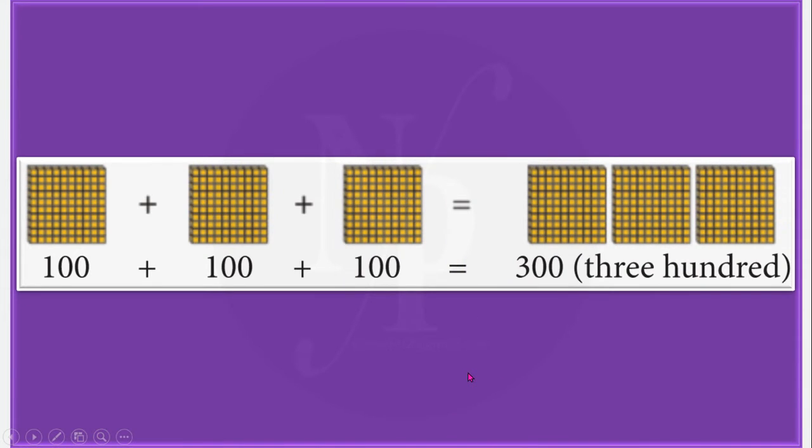So the number 300 can be represented using the beads. This is a panel of beads containing 100, and if you have 3 such panels, 100 plus 100 plus 100 gives us 300. These 3 panels of 100 together make 300.